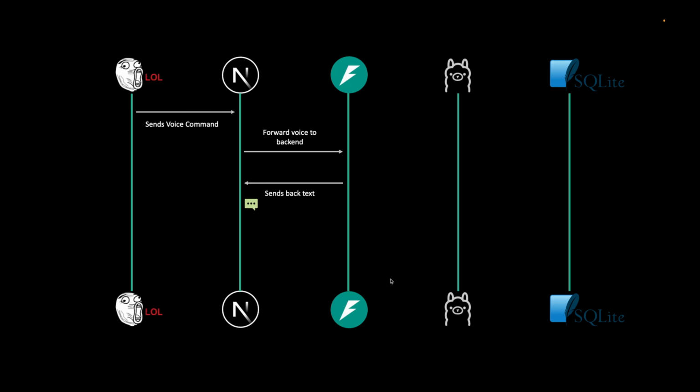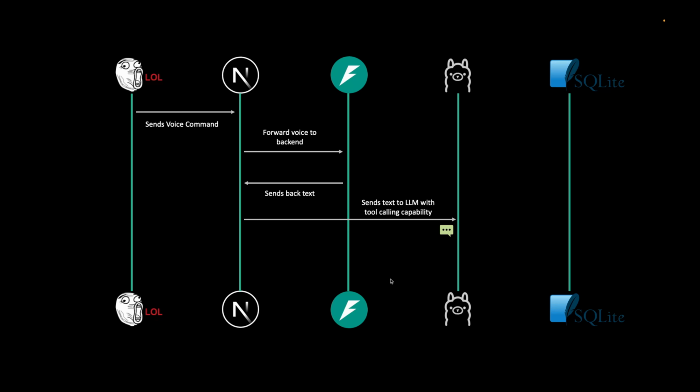And now here's where it gets interesting. The frontend takes the transcribed text and sends it to Ollama. Ollama is running a specialized large language model that's been configured for tool calling. This isn't just any LLM. It's specifically optimized to translate natural language into database operations. The LLM that I am using in this case is Qwen 2.5 Coder 7 billion parameters.